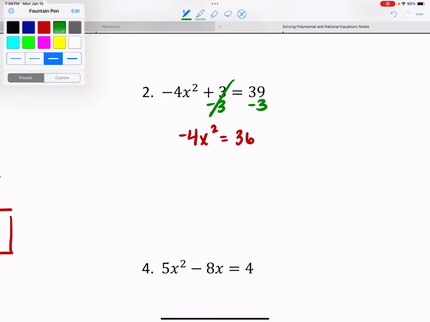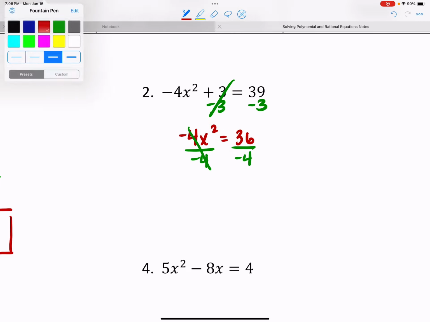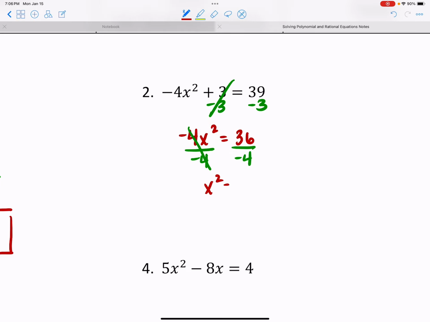And then I can get rid of this multiplication by dividing. So let me divide both sides by negative 4. And that's going to get me x squared equal to 36 divided by negative 4 makes a negative 9. And now that x squared is all by itself, again, inverse operations to solve here, I can get rid of that square by taking the square root of both sides. So the square and the square root cancel just like times 4 and divide 4 cancel.